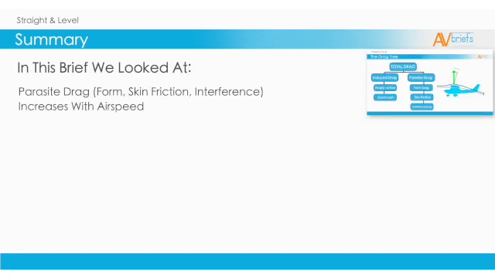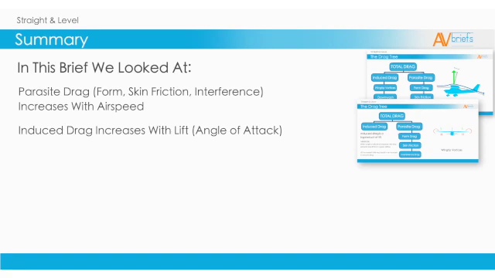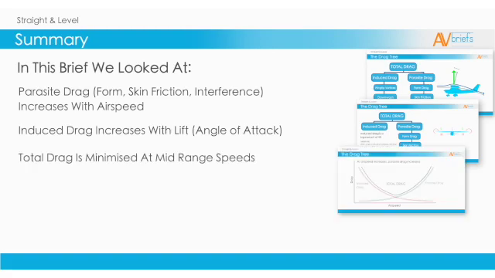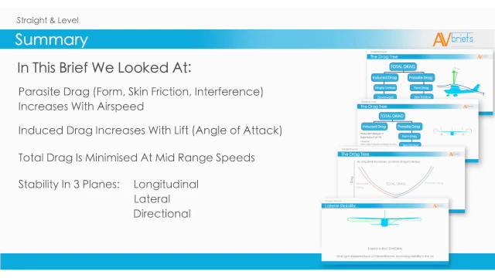So to summarize, in this brief, we looked at parasite drag, including skin friction, interference and form drag, increases with airspeed. Induced drag increases with lift, which is from the angle of attack, and it decreases with speed. Total drag is minimized at mid-range speeds. And we looked at stability in three planes: longitudinal, lateral and directional stability.